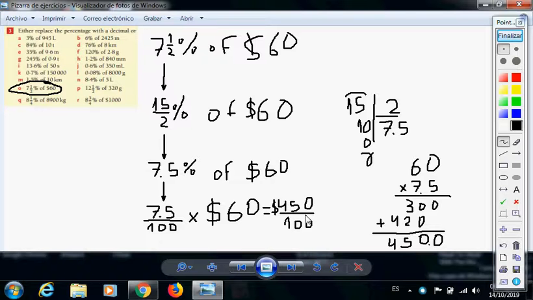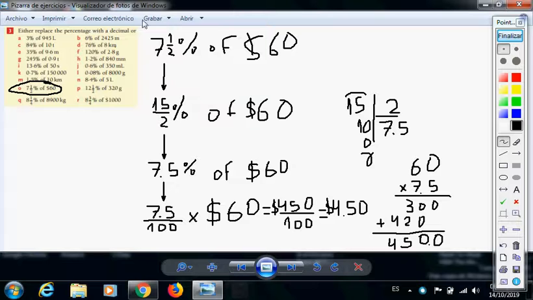Okay, since every fraction is also a division, we have to divide by 100, but that is very easy. Since we only have two zeros here, we are going to move the point 2 places, 1 and 2. That will be 4.5 or 4.50 if you will. And I almost forgot to put the dollar here. Okay, so that is the answer.